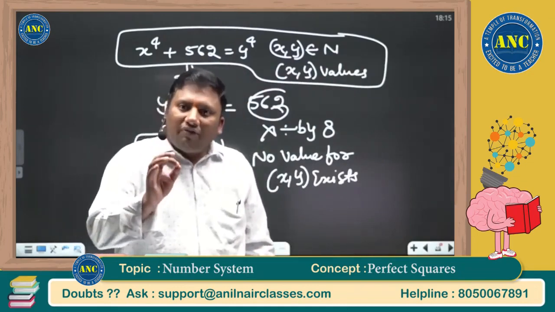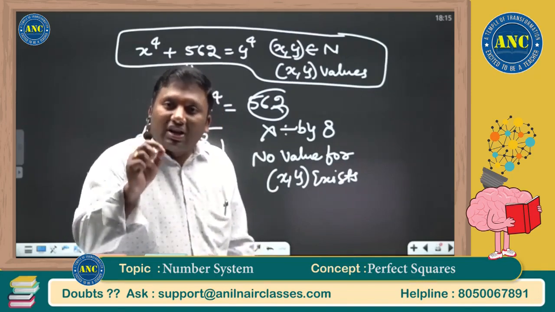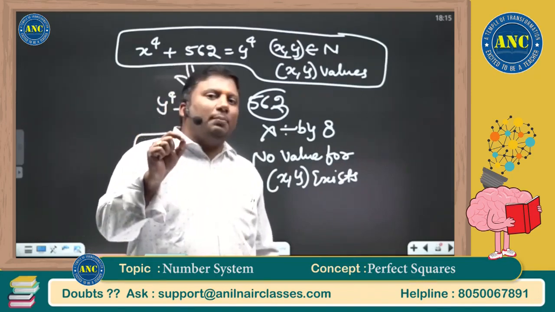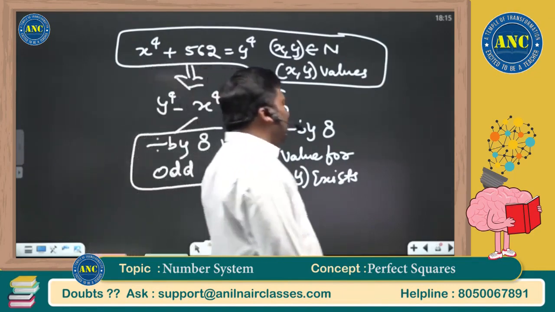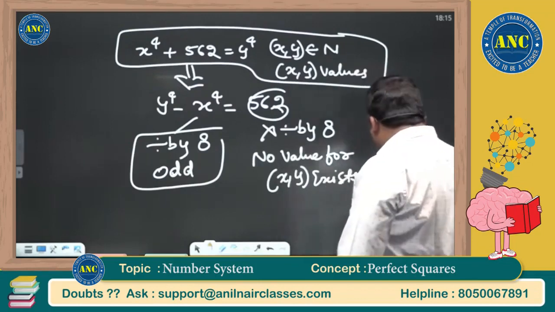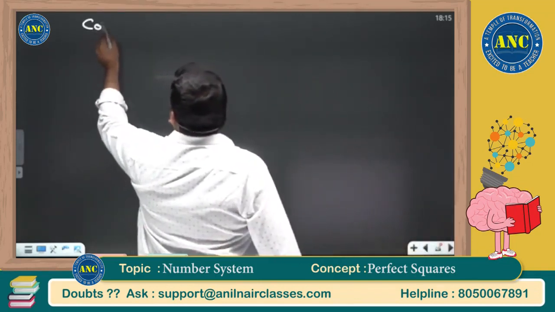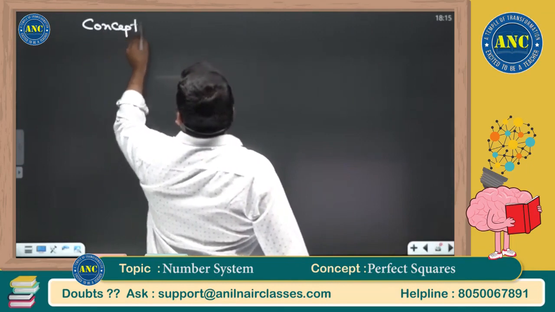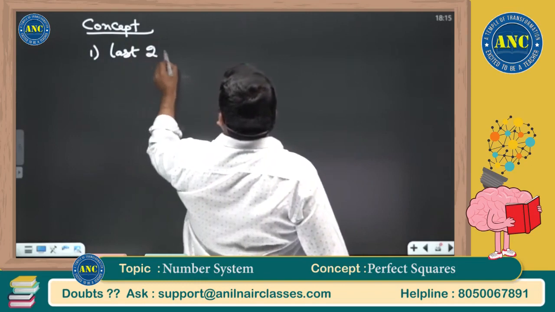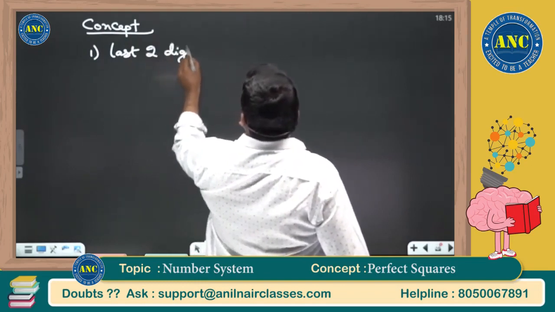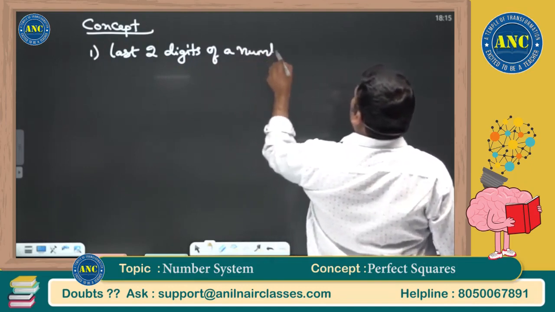For the next 45 minutes, kindly pay a lot of extra attention. Some very good scintillating problems on perfect squares, which we will solve. Please write down the concept. First concept: the last two digits of a number. Write down in the same order, sir.